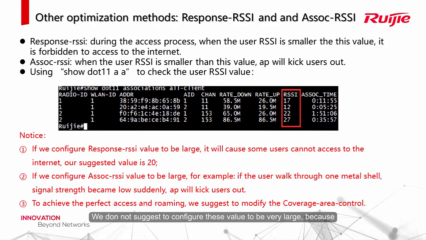We do not suggest to configure this value to be very large, because if signal strength become low suddenly, when user walks through one metal shell, AP will kick a user out. It will affect the user experience. Our suggested value is 20.